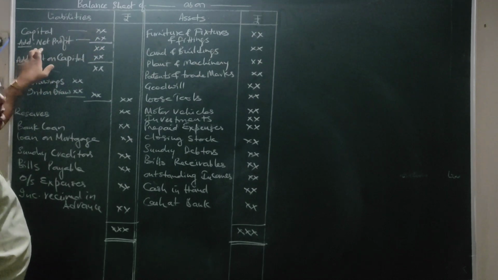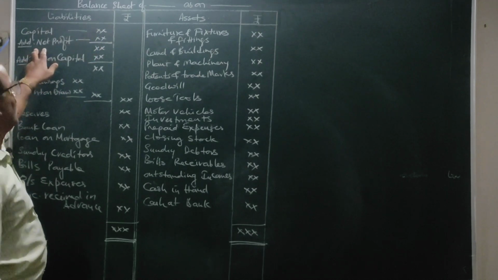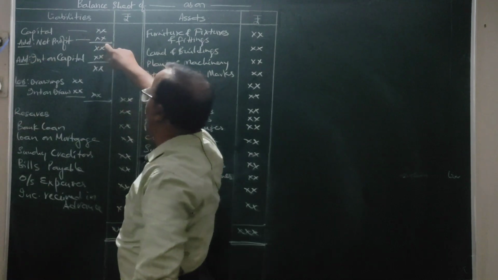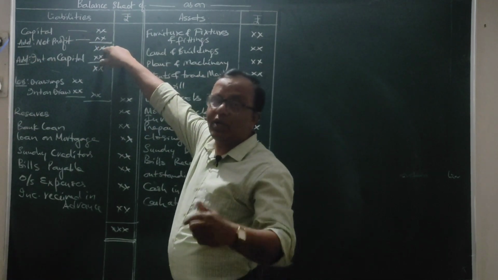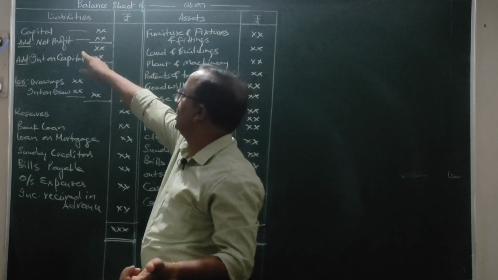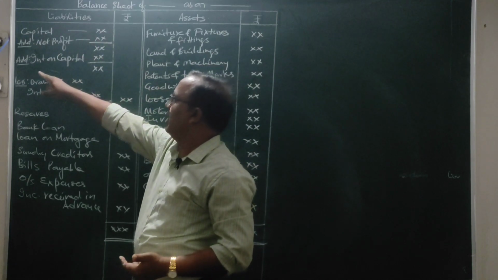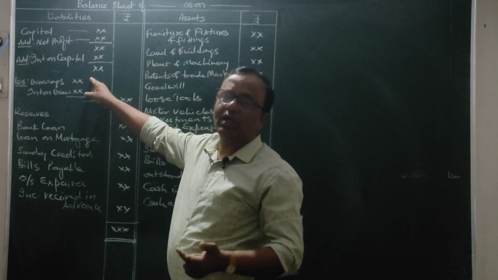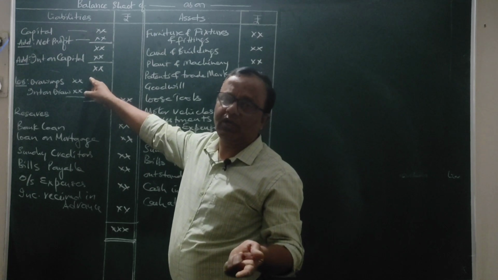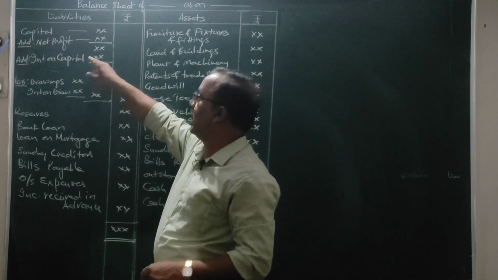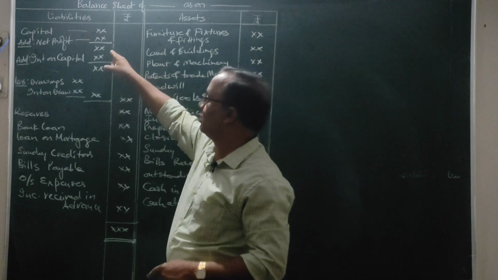Then again, whatever net profit we got in our profit and loss account, we are going to add it to this particular capital. If we get a loss in the profit and loss account, we will deduct it from this particular capital. Then again, add interest on capital, if it is payable. Interest on capital, we are going to add to the capital.